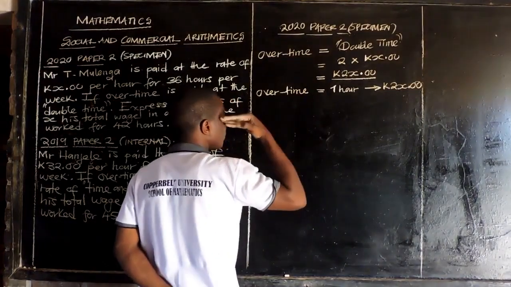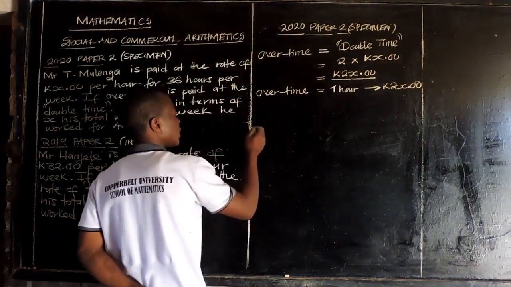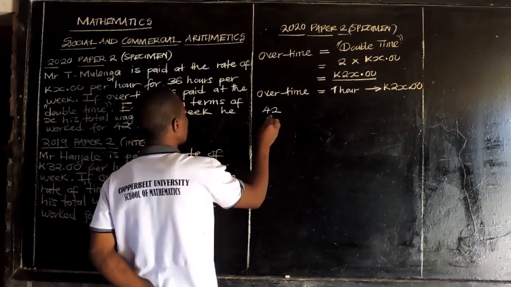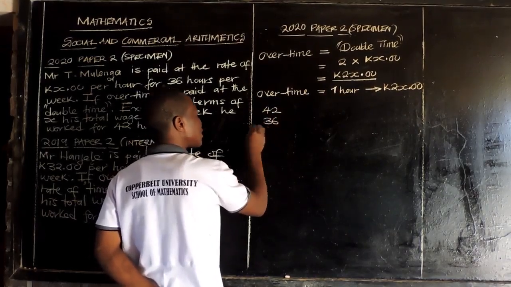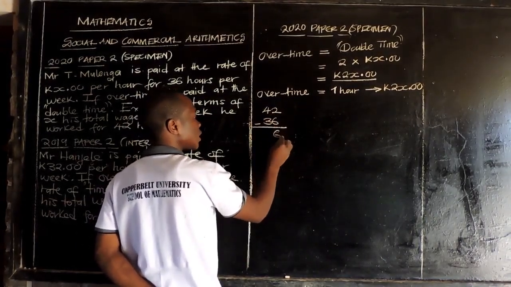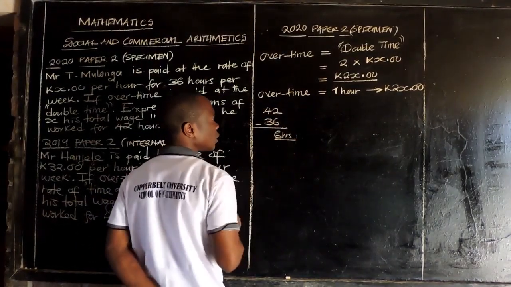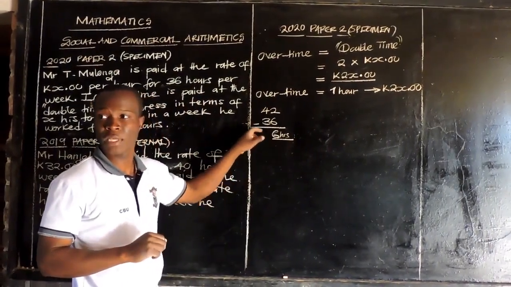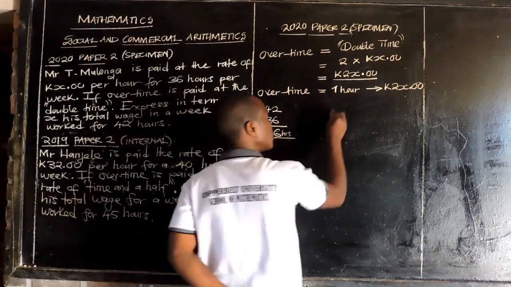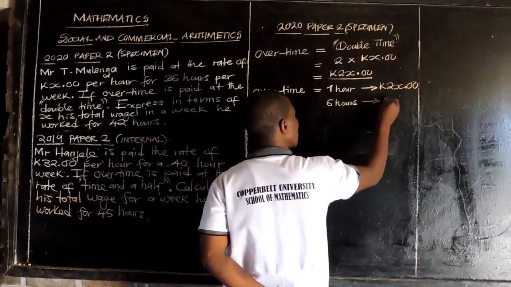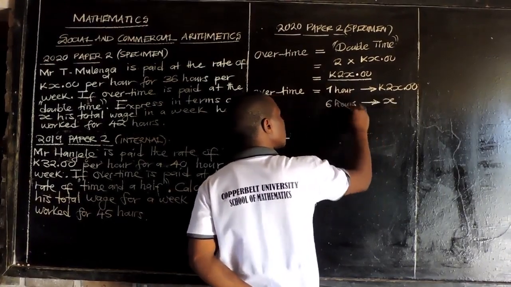Where is the 6 coming from? We know that he worked for 42 hours instead of 36. So when you subtract 42 minus 36, you get 6. So these 6 hours are the total overtime hours. So 6 hours is equal to what is the amount x?